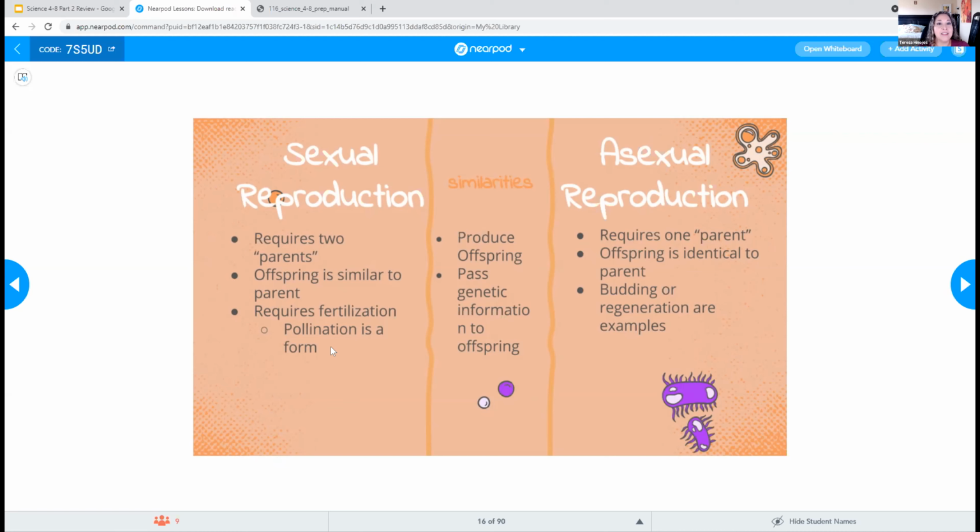Some of your plants need a mate. They need pollen from another plant in order to produce a seed. If they don't get it, then they're not going to produce any seeds. So when it comes to asexual reproduction, it's only going to require one parent, and the offspring will be identical to the actual parent. Examples of that would be budding or even regeneration.